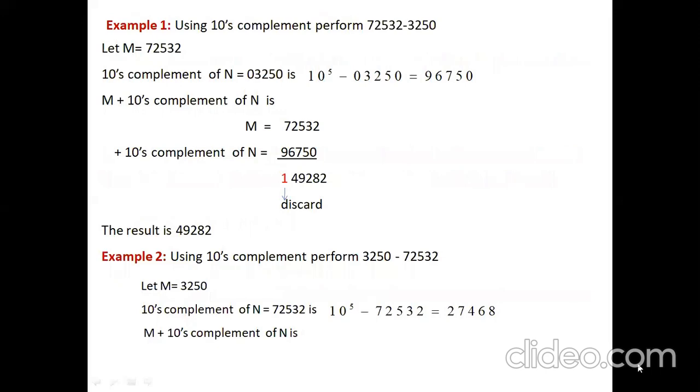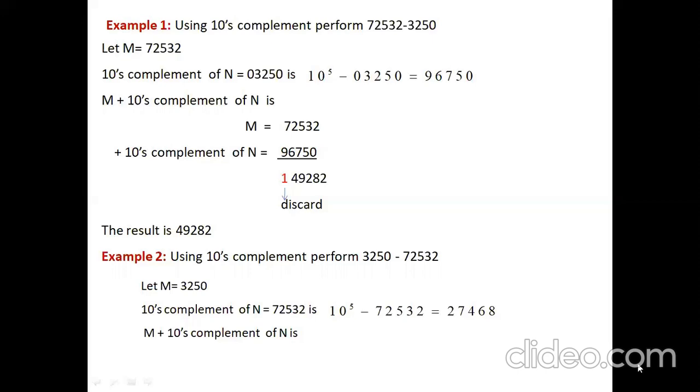Now let us take an example. The procedure has been explained, and we are now performing the subtraction using an example. Using tens complement, perform 72532 minus 3250. Let us take m to be 72532 and n to be 03250, placing a 0 because of the digit size of m. The formula is already known to us: r to the power of n minus N, where r is 10.